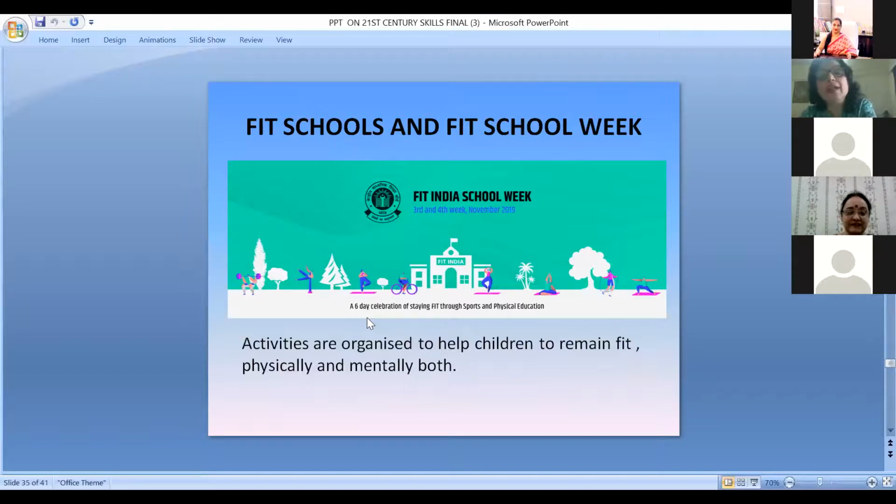Fit School and Fit School Week. Now, this is to support the government project of Fit India, which CBSE is supporting, and in this, activities are being organized to help children remain fit physically and mentally. And recently, we have been celebrating Yoga Day. So all that has been done by CBSE to inculcate healthy learning among the children.